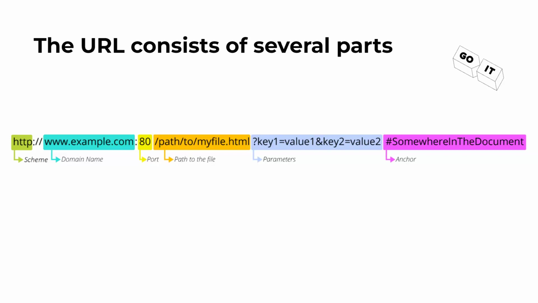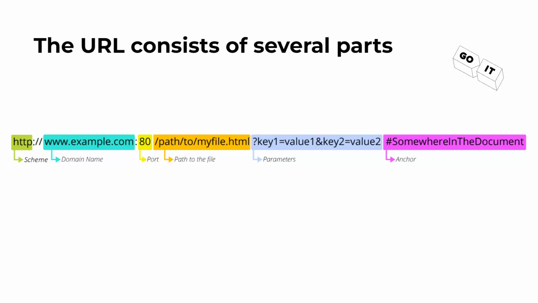And then after the port, we will have the path to the file. So the path to the file is basically the location of the specific resource on the server after the domain and subdomains. Then after the path, we have the parameters.